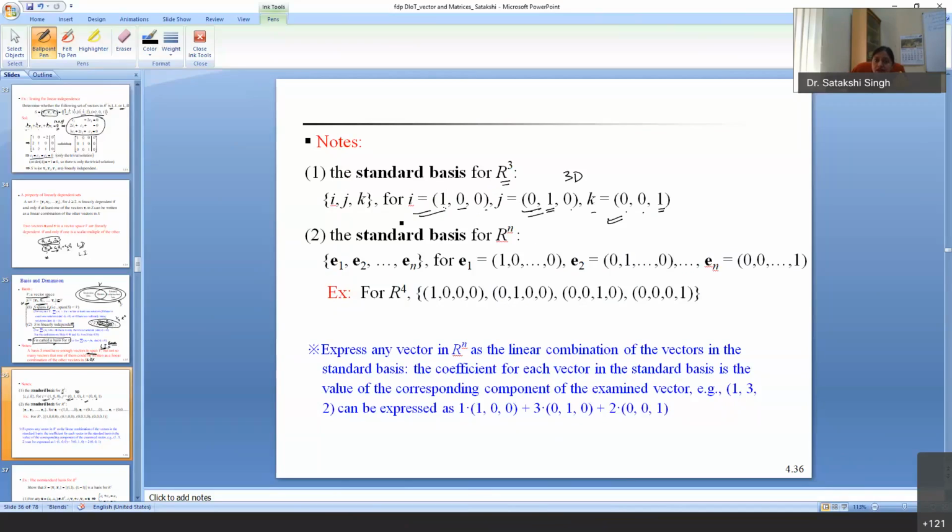Similarly, we can have the standard basis for Rn, the n-dimensional vector space. In this case, we denote them with E1, E2, up to En. Because this is an n-dimensional vector space, its basis will have n vectors, E1, E2 up to En. In case of E1, there will be 1 at the first position. In case of E2, this 1 will be at the second position. In case of En, this 1 will be at the nth position. So these vectors are the basis for the vector space of dimension n. An example for the four-dimensional vector space, R4, you can see here.